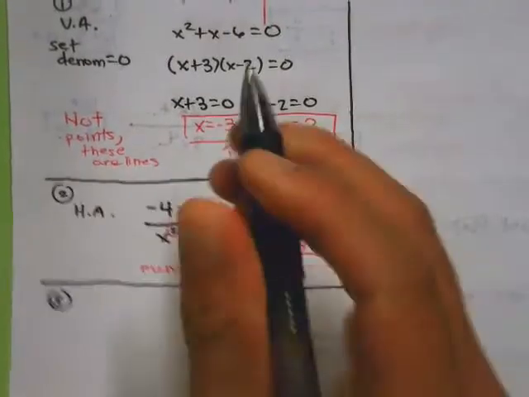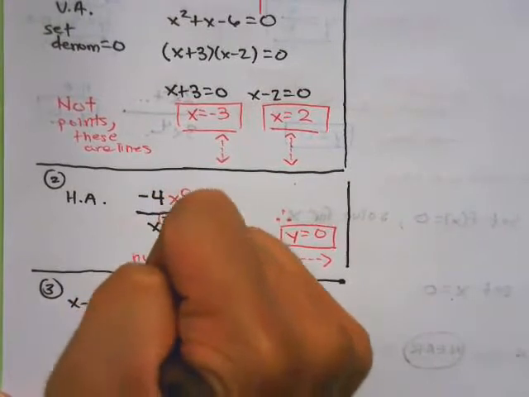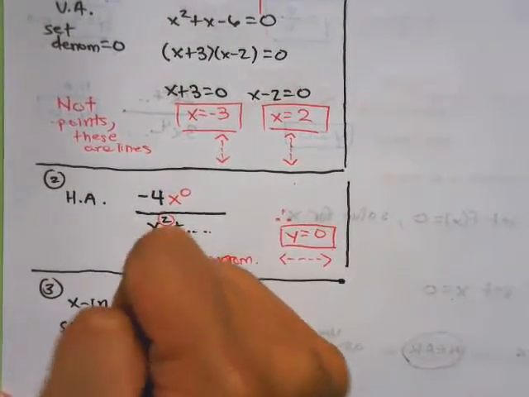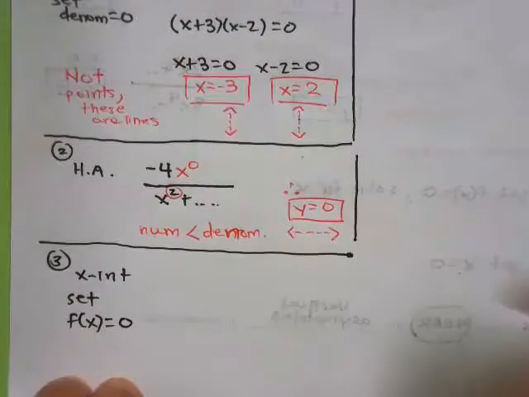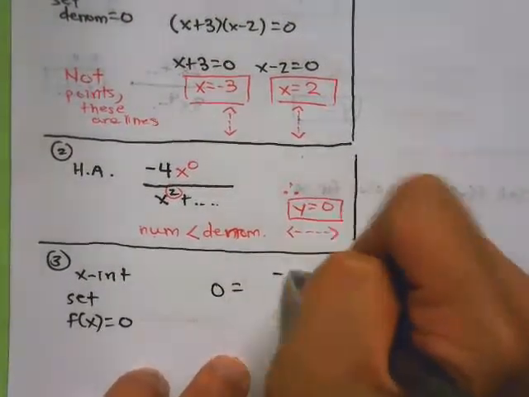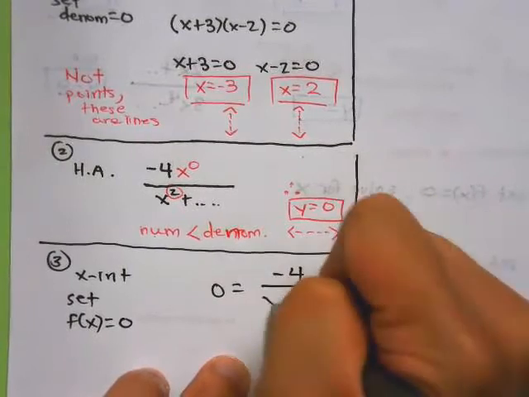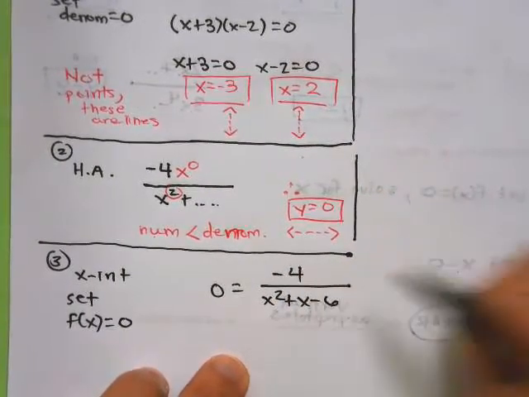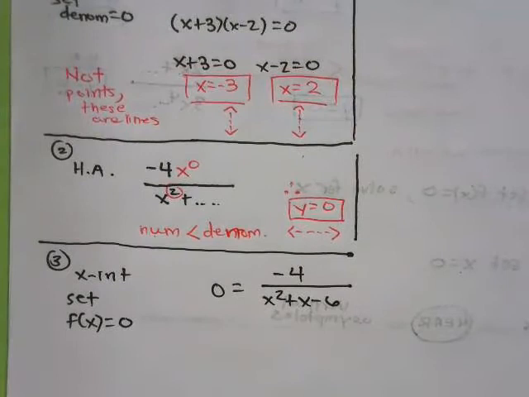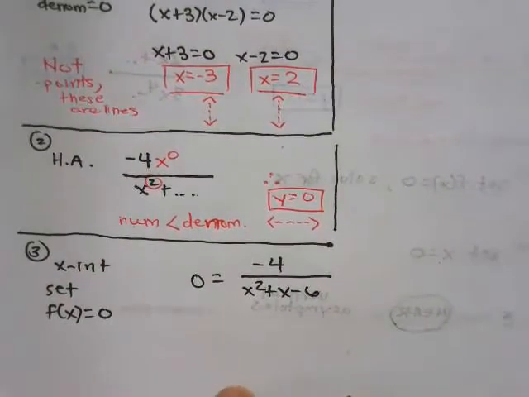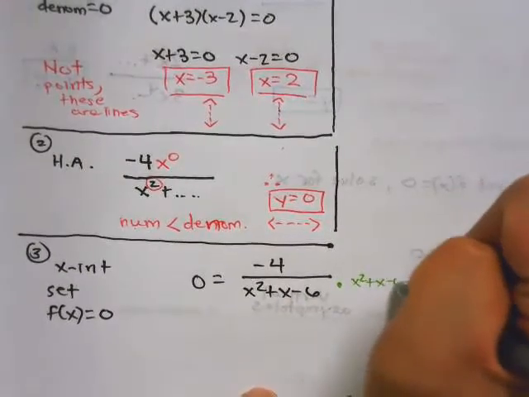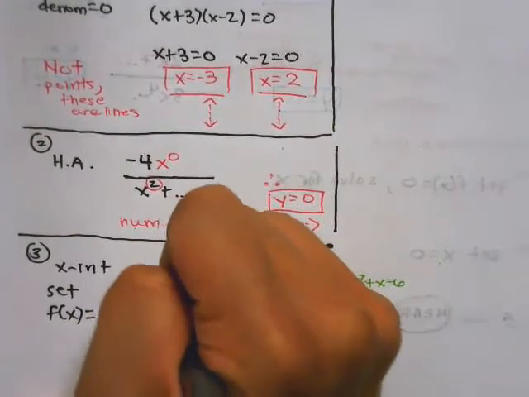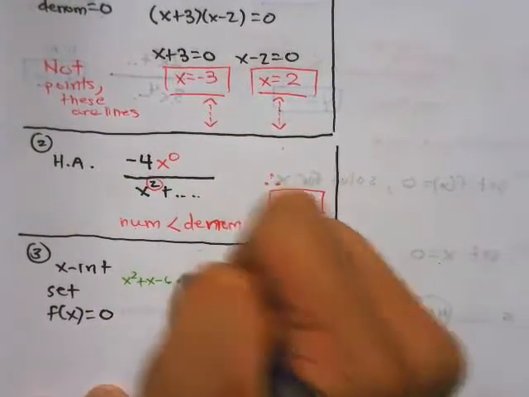Step 3 is to find our x-intercepts. To find our x-intercepts, we're going to set f of x equal to 0. So 0 is equal to negative 4 over x squared plus x minus 6. The good thing about this is, let's get rid of that denominator. How? We're going to multiply both sides by x squared plus x minus 6.